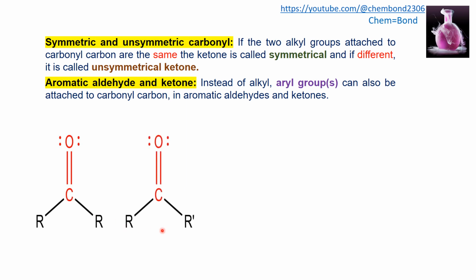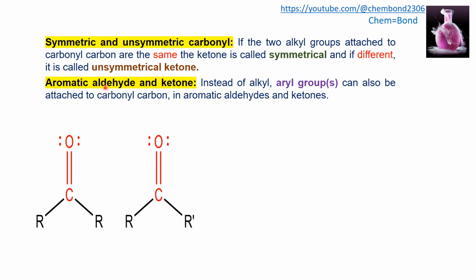In case of unsymmetrical carbonyl group, here it is R dash and R. So R dash is different from R. If it is methyl, then the other will be the ethyl group. So if these two different groups are attached to the carbonyl carbon, then it is unsymmetrical.